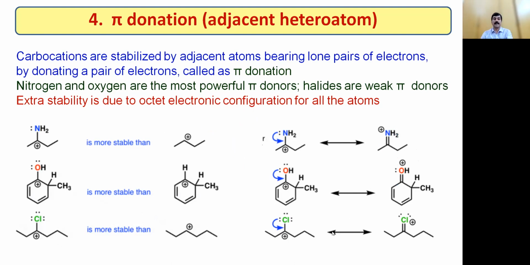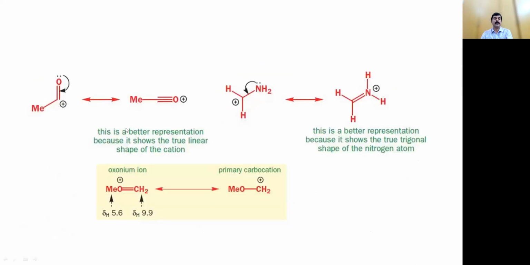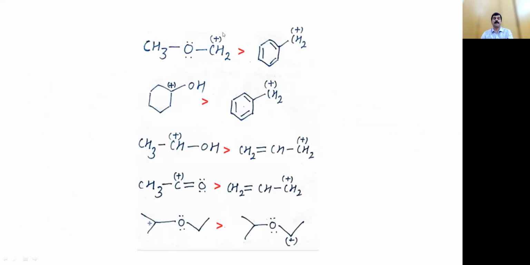Similarly, you can take sulfur also. The acylium carbocation is very much stable, and due to this resonance, even this is more stable. I mean, the triply bonded oxygen atom. We have already seen the iminium ion. So the oxonium ion is very much stable. These are some more examples.